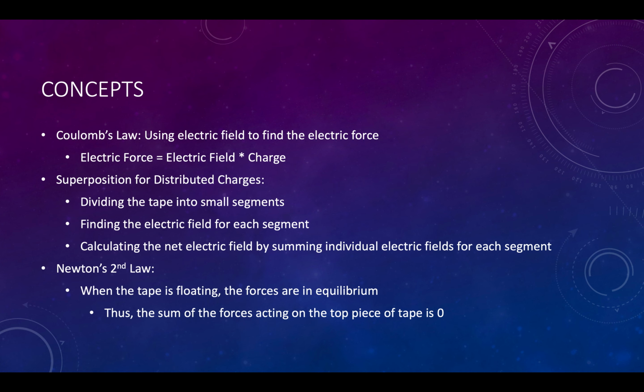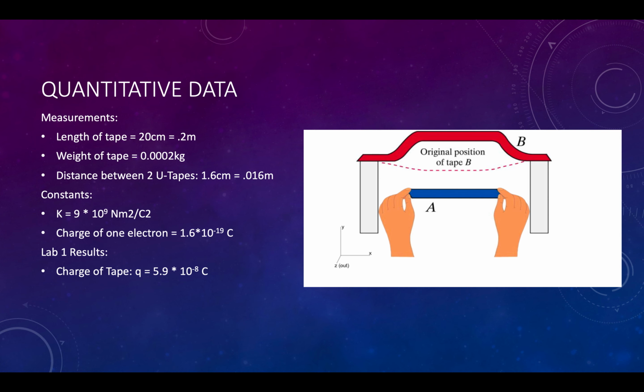And we're also using Newton's second law, in which when we measure when the top tape is floating from the bottom tape, that distance, the forces are equal. So that means the gravitational force should be equal to the electric force. Some quantitative data is that the length of the tape is 0.2 meters, the weight is 0.0002 kilograms, the distance was found to be 1.6 centimeters for floating, some constant k, and the charge of one electron. The lab result for the charge of tape was 5.9 times 10 to the negative 8 coulombs.